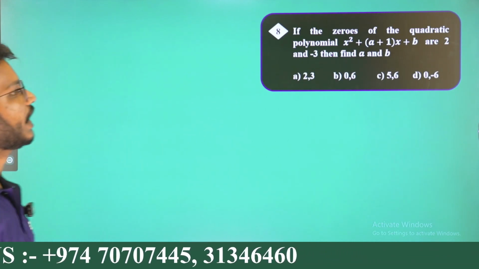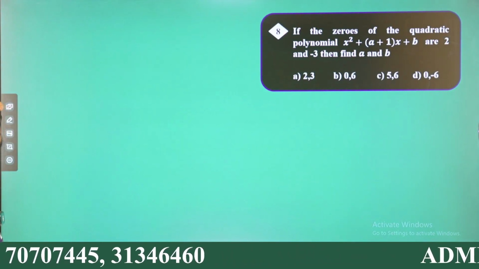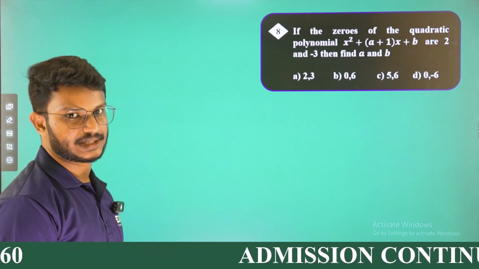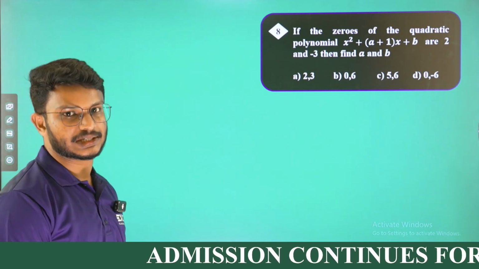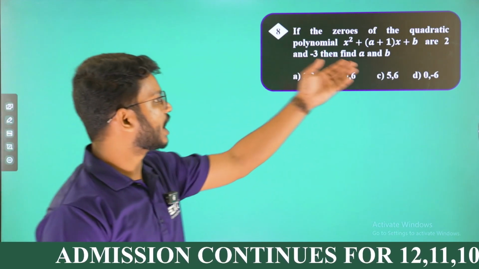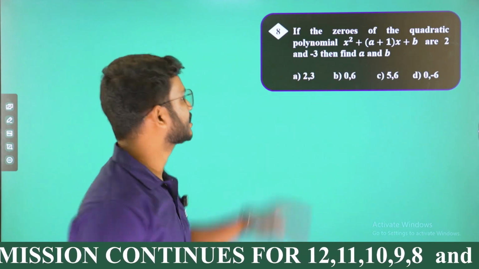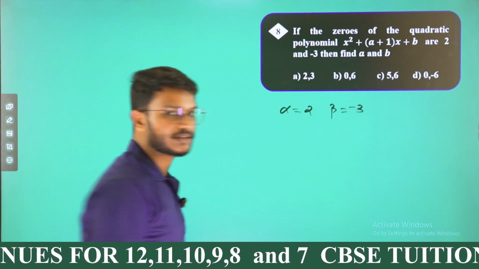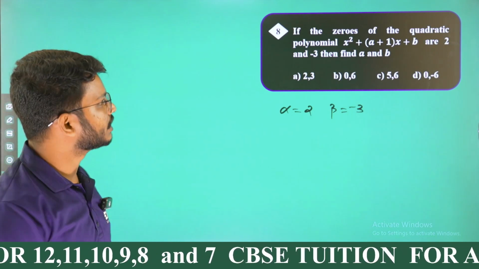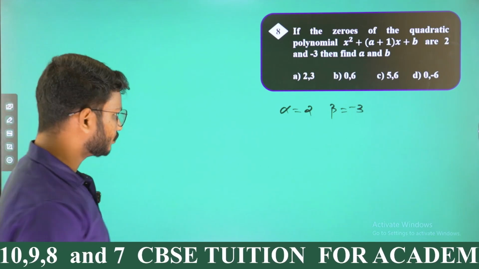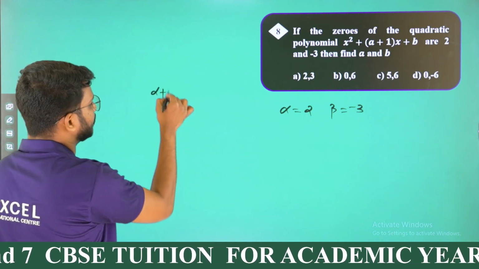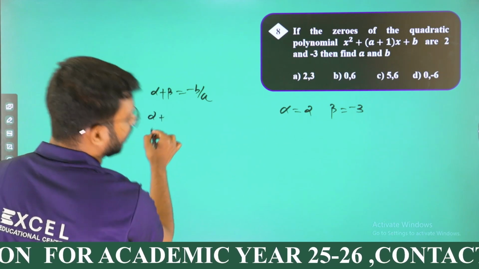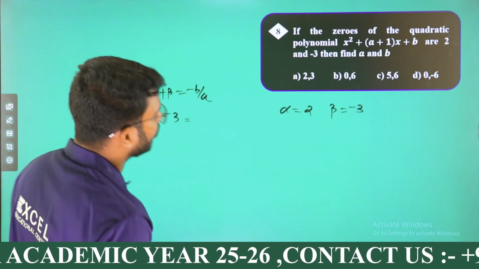8th question. If the zeros of the quadratic polynomial x square plus (a plus 1)x plus b are 2 and minus 3, then find a and b. Here in this question, the zeros alpha and beta both are given, 2 and minus 3. So alpha is equal to 2 and beta equal to minus 3. Both are given. So we can use the relation between the zeros and coefficients. That's very easy. So alpha plus beta is equal to minus b by a, right?